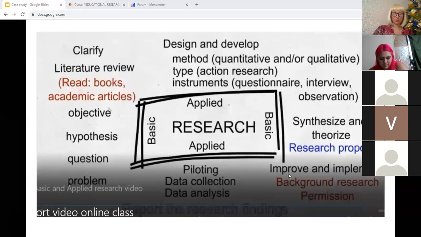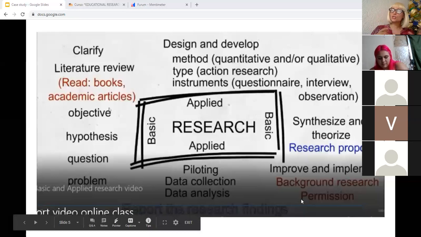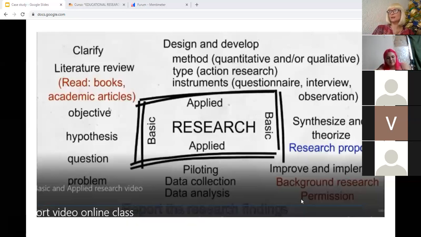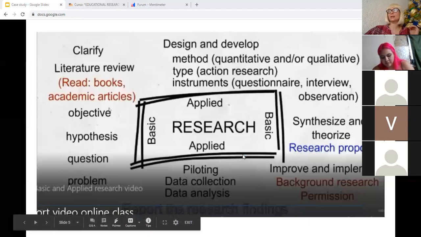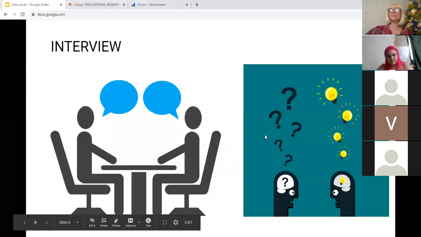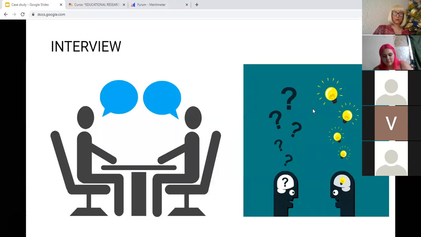How can I do it? Well, obviously, you can ask for permission to be a co-teacher. You can substitute the teacher if possible, be in some moments a teacher, or you can observe the teacher. Right? It's not necessary to have exactly your own group. Okay. So I have some suggestions for the interview.